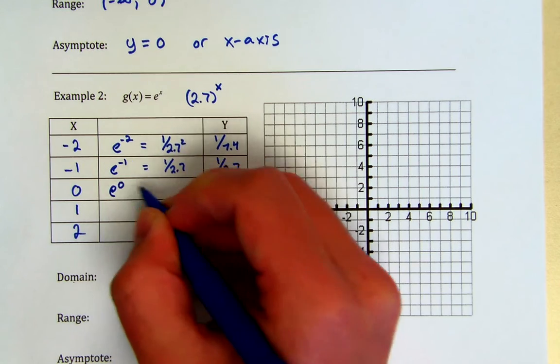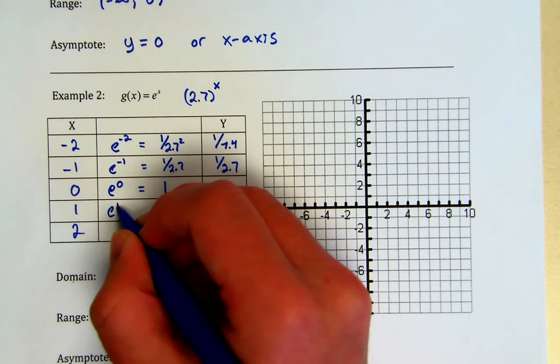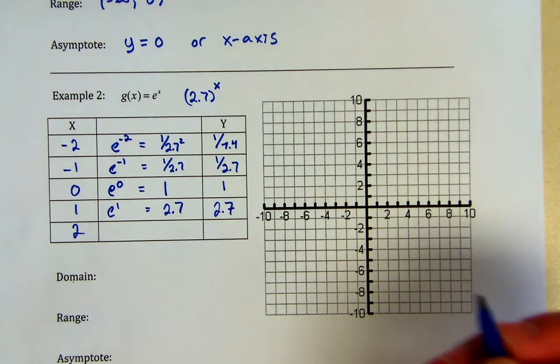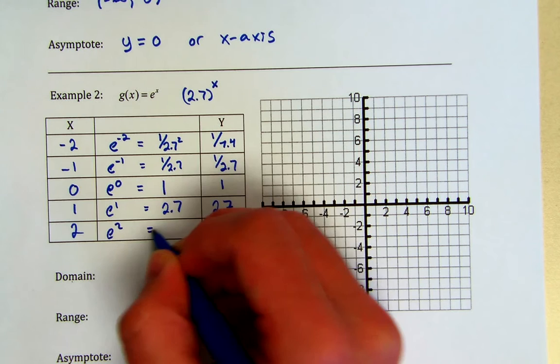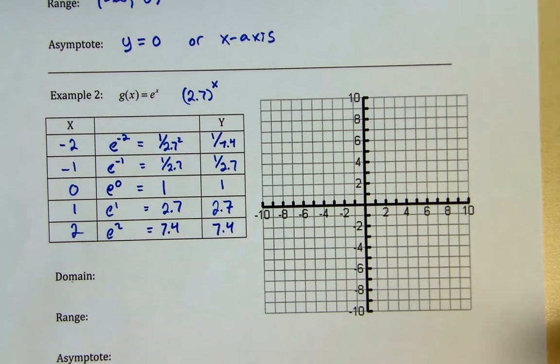Let's take e to the 0 power. We know anything raised to the 0 power is 1. So we have 1. e to the first power is about 2.7. And e to the second power is about 7.4. So now let's plot these.